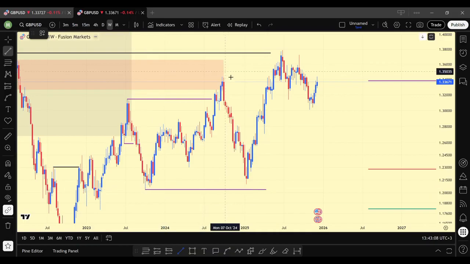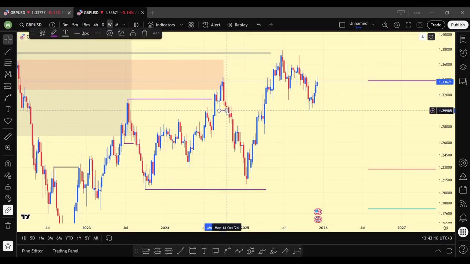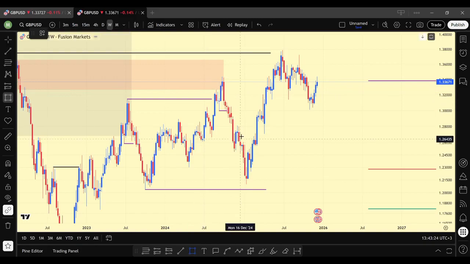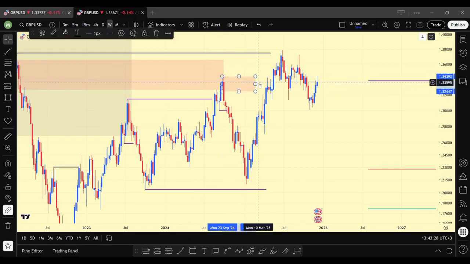And also, you can see that after price mitigated the extreme, this one here was the change of character, which on this weekly time frame is the inducement. Of course, there are people selling from this area because price had mitigated the extreme, but you can clearly see it failed.